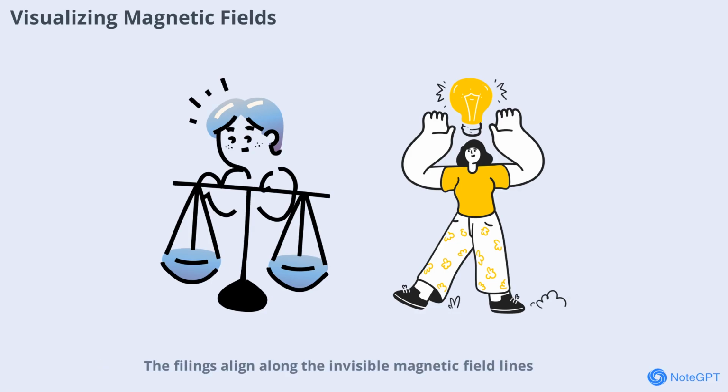Let's visualize magnetic fields using iron filings around a bar magnet. The filings align along the invisible magnetic field lines, showing the closed loops described by Gauss's law for magnetism. No matter how you cut a magnet, you always get both a north and a south pole. This visualization helps us see why magnetic monopoles haven't been found and why magnetic fields behave differently from electric fields.